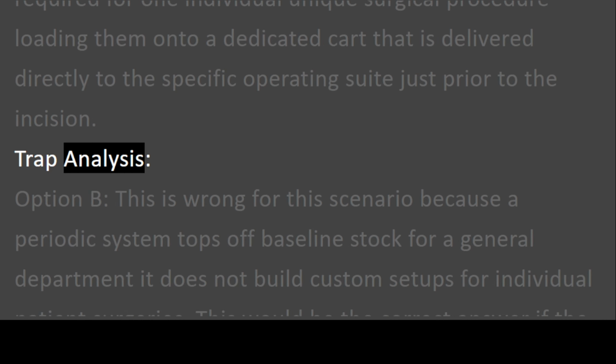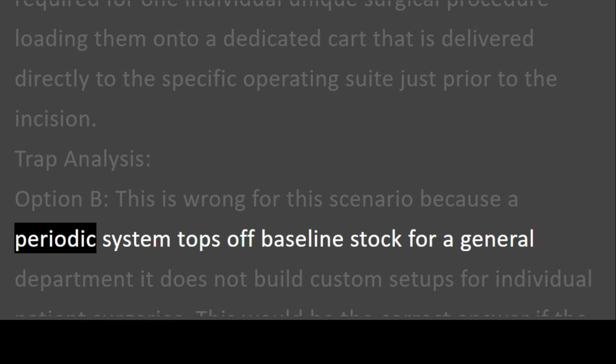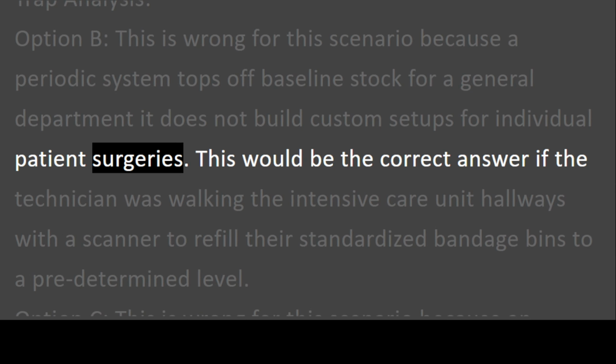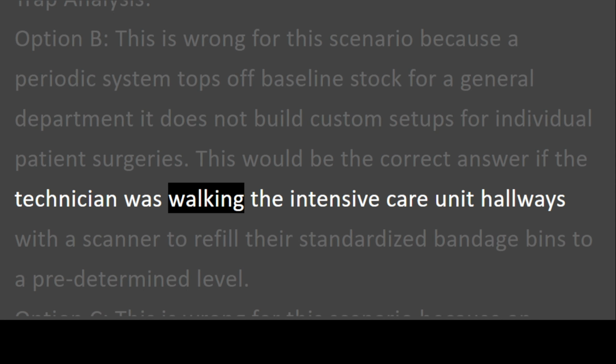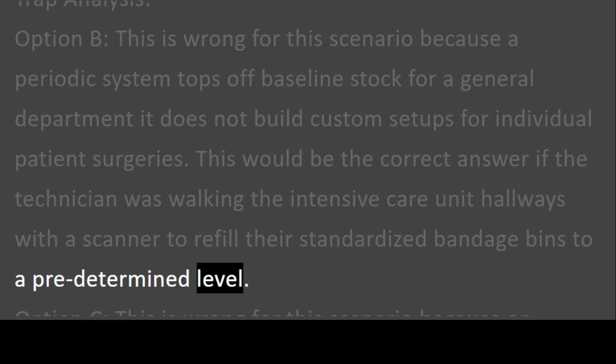Trap analysis. Option B. This is wrong for this scenario because a periodic system tops off baseline stock for a general department. It does not build custom setups for individual patient surgeries. This would be the correct answer if the technician was walking the intensive care unit hallways with a scanner to refill their standardized bandage bins to a predetermined level.